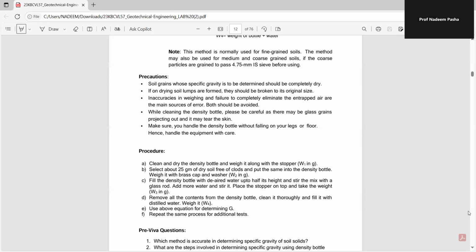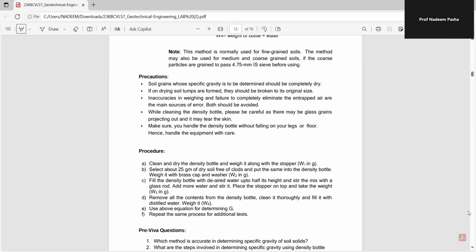So the same steps are there, but the only thing is that in place of the pycnometer you are using the density bottle, and in place of 300 gram of soil, you take 25 gram of soil.